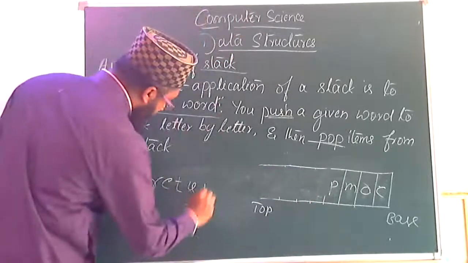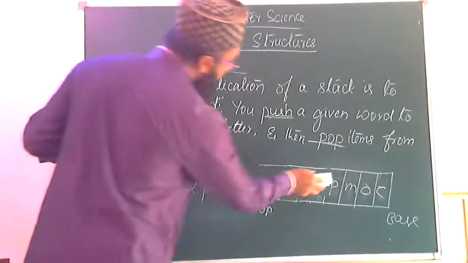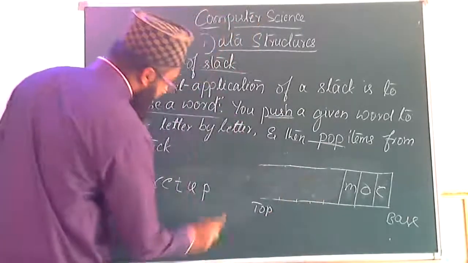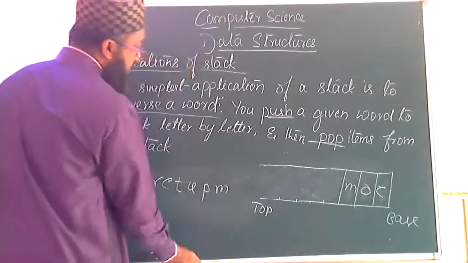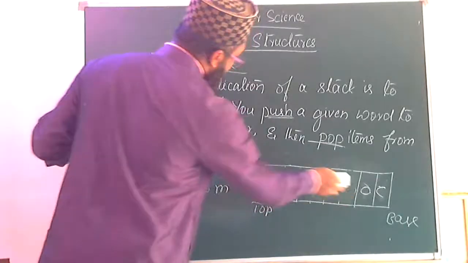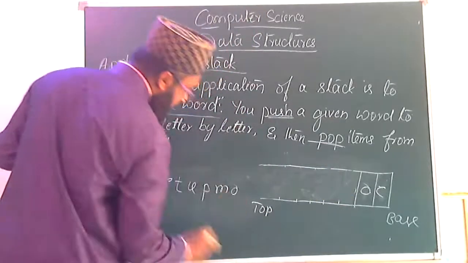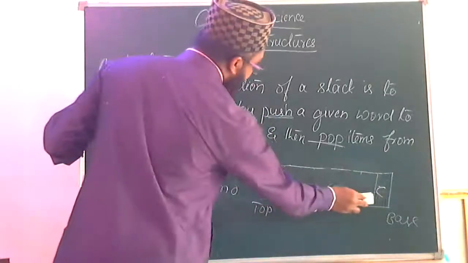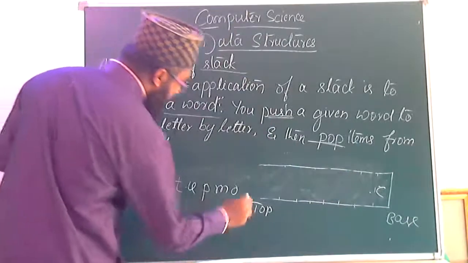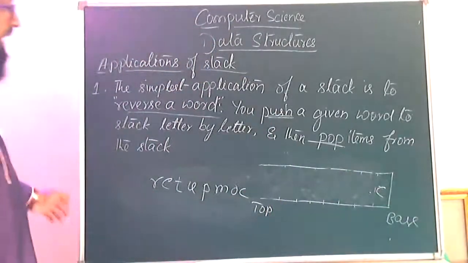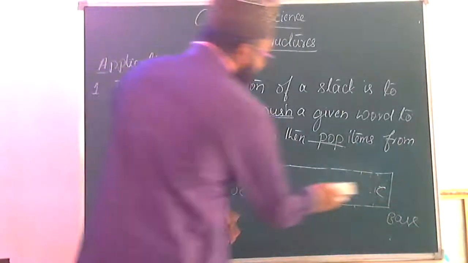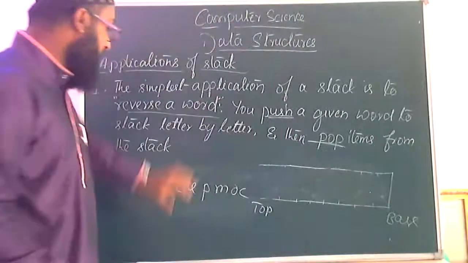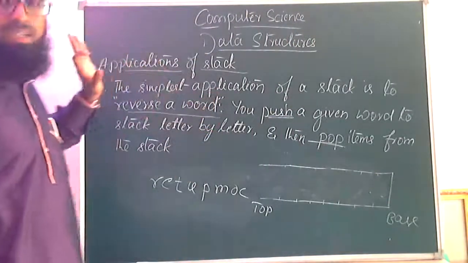Then remove P. P is removed from the stack. Then remove M. M is removed from the stack. Then remove O. O is removed from the stack. Then finally, C is left. At last, we can remove C. Like this, a word can be reversed by using a stack.